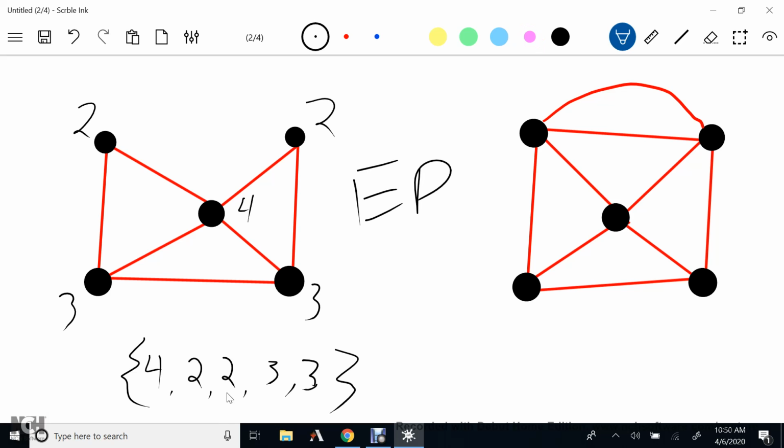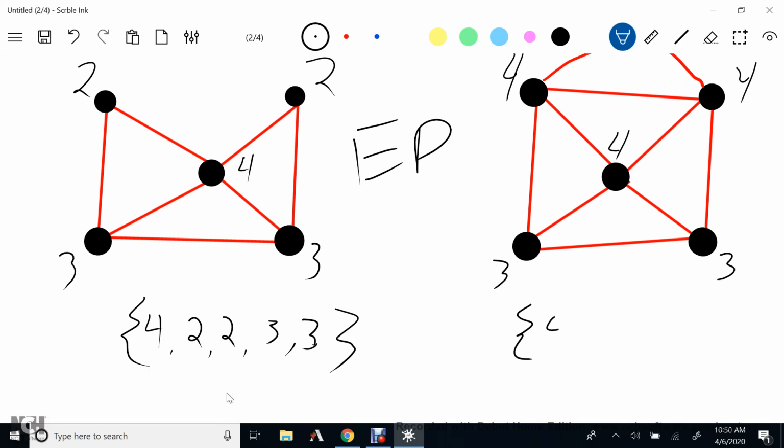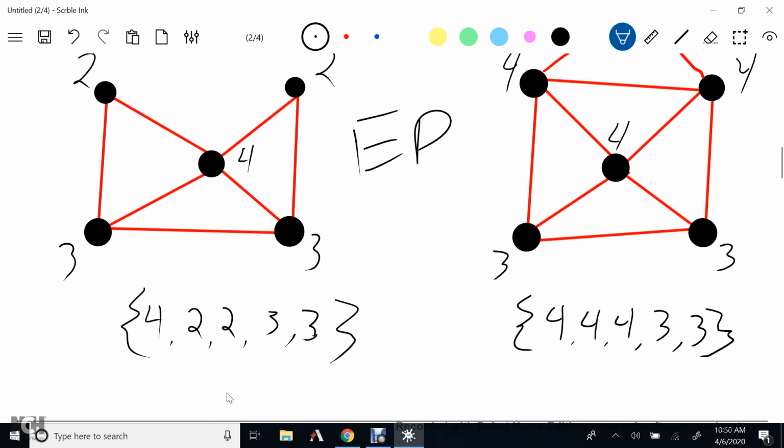And just look at the degrees here. We have a 4 and a 4 and a 4 and a 3 and a 3. And so our degree set would be 4, 4, 4, 3, 3. Now, Euler looked at these and he said, well, why can you do this Königsberg bridge problem for some and not others? And he did what mathematicians do.